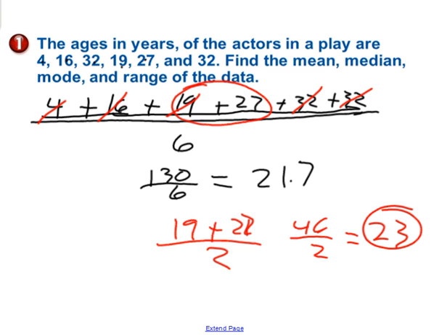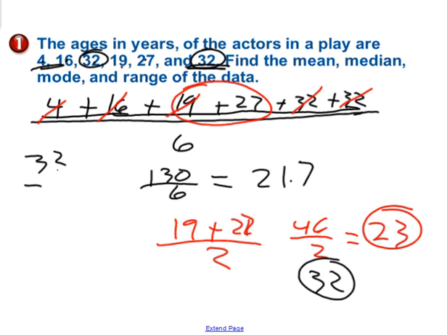The mode, which would be the most common: as I look across the data, there's only 2 entries that are the same, they're 32. So the most common data point is 32. And finally, the range, which would be the largest number minus the smallest number, so it'd be 32 minus 4, or 28 is the range. We'll do more examples with this right away.